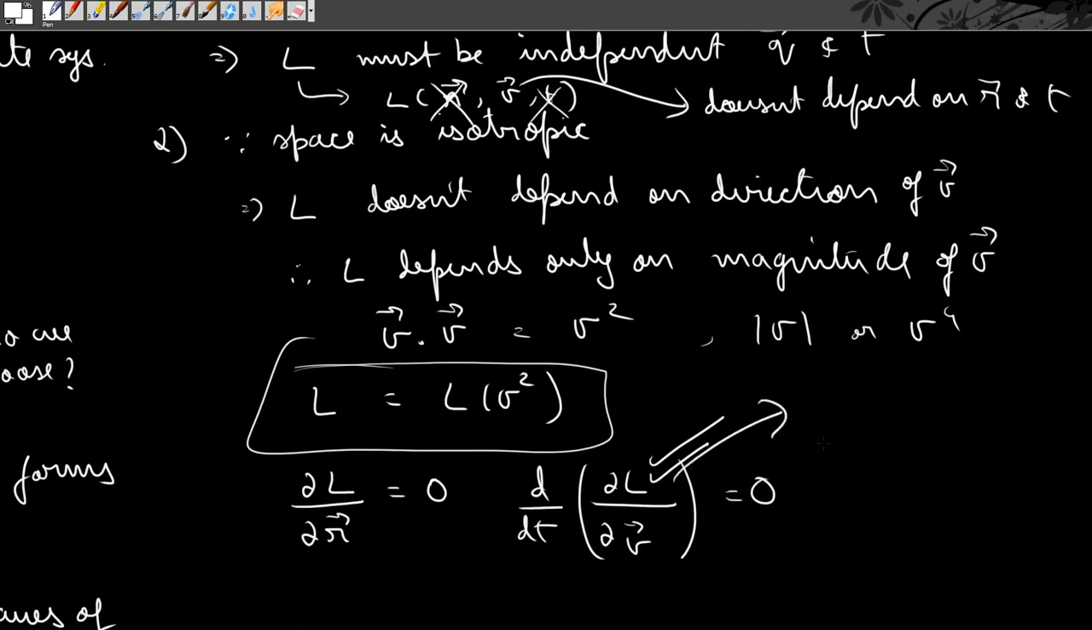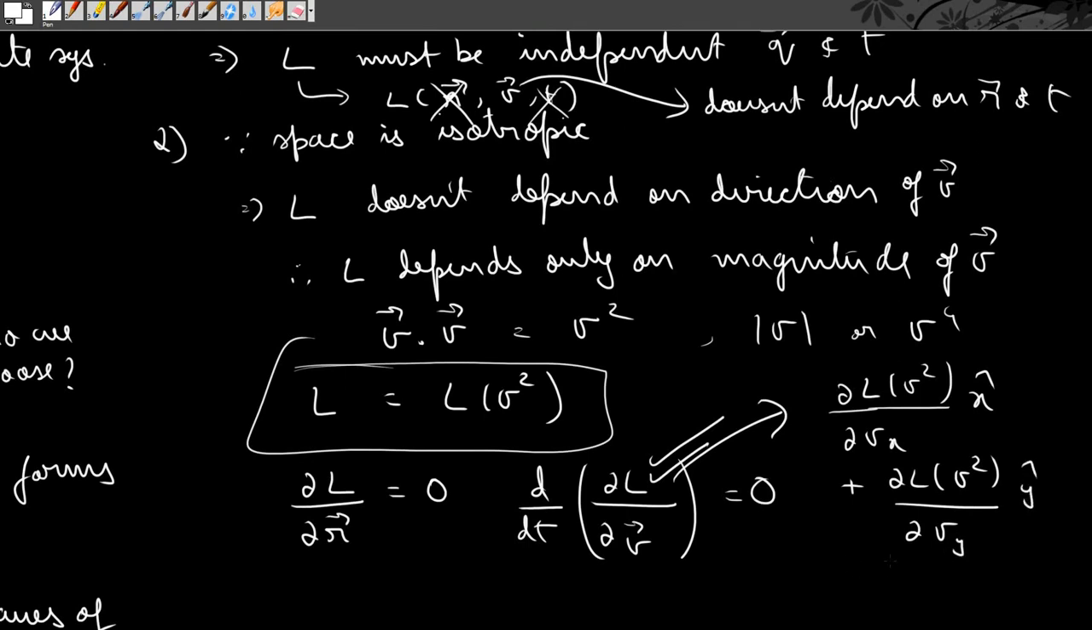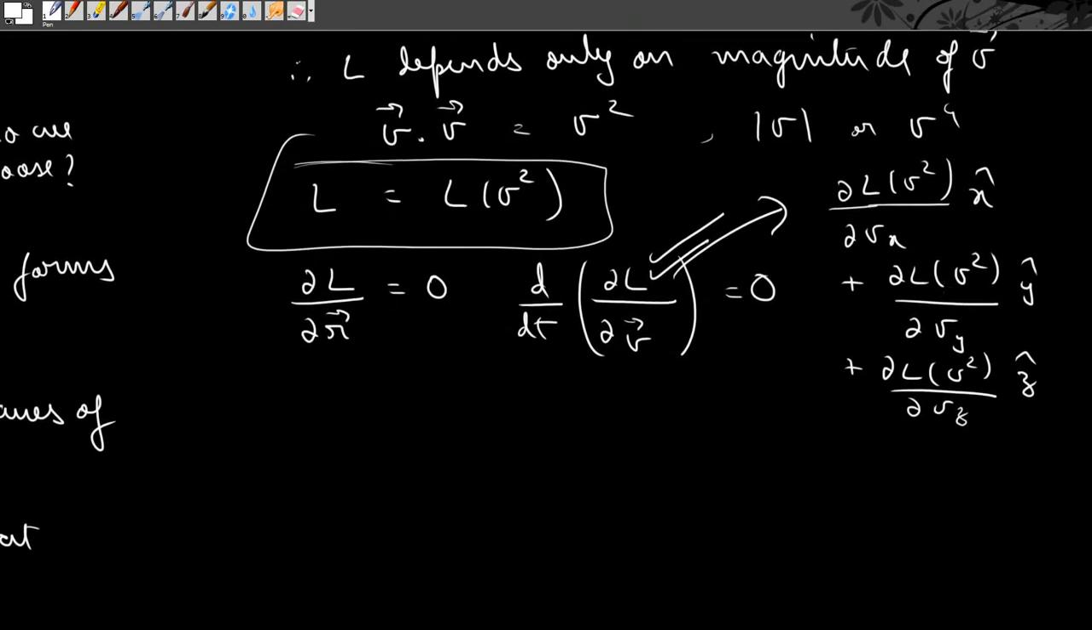Okay, now if we represent position vector and velocity in the Cartesian coordinate, this will be nothing but dou L of V square by dou Vx x cap plus dou L of V square by dou Vy y cap plus dou L of V square by dou Vz z cap. Okay, so this is a vector. All right, and Vx, Vy and Vz are the x, y, z components of the velocity.